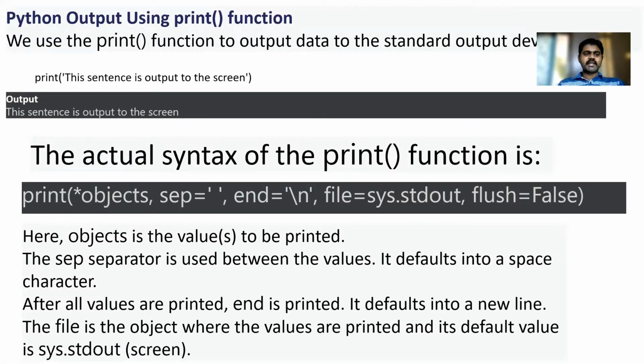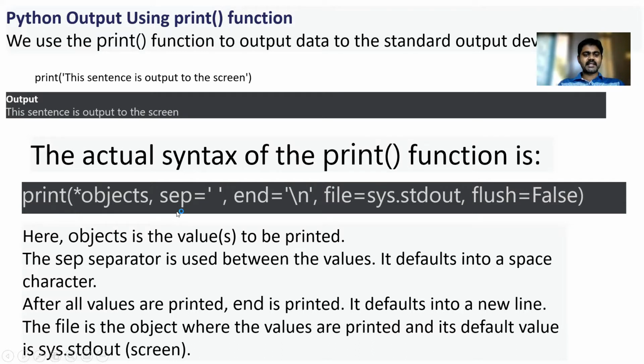So if I say print this sentence is output to the screen, what does it mean? We are printing whatever we wrote inside the print to the output screen. But the actual syntax of print is this one. So print of star objects, comma, as I said, everything is an object, comma sep.